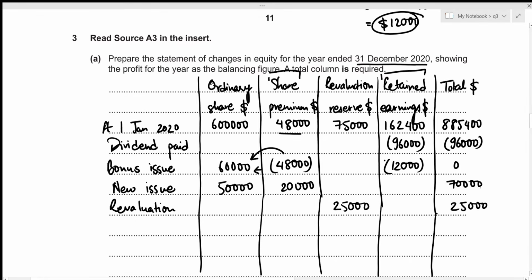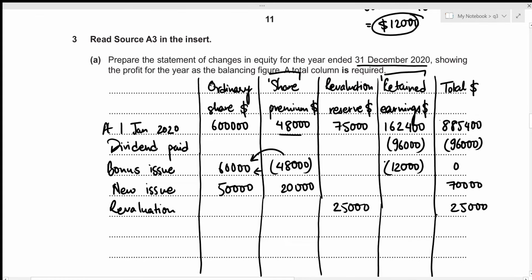Now the final thing that we need to include in our statement of changes in equity is the profit for the year, which will act as our balancing figure. So that's profit for the year. So now we can figure out the total.